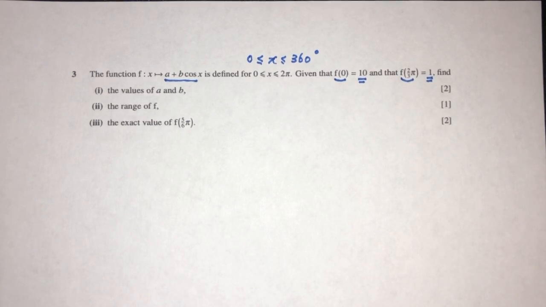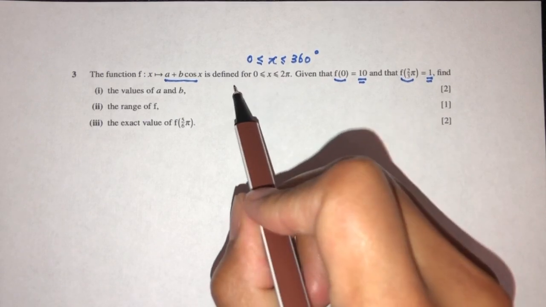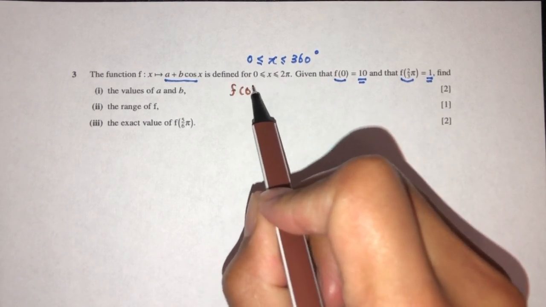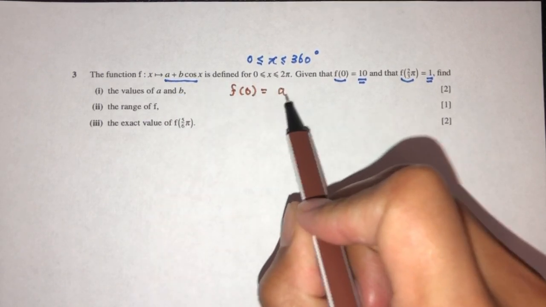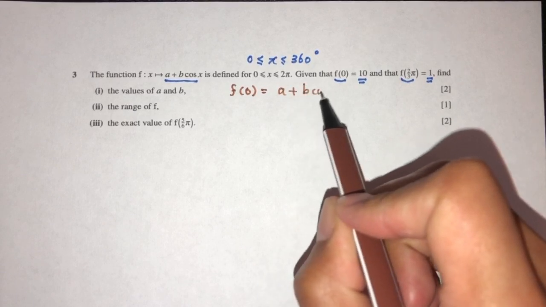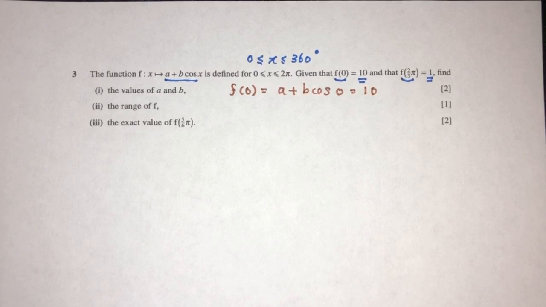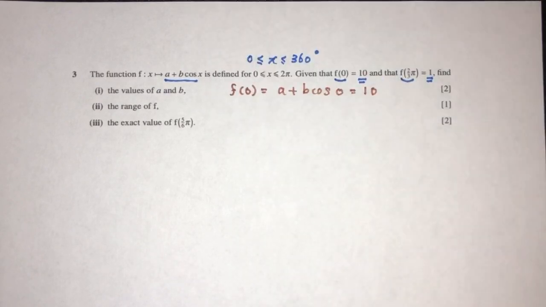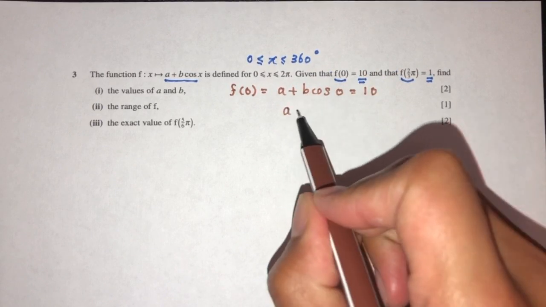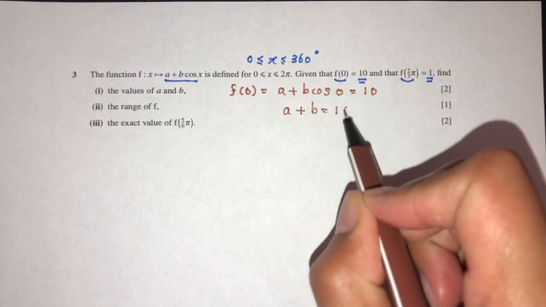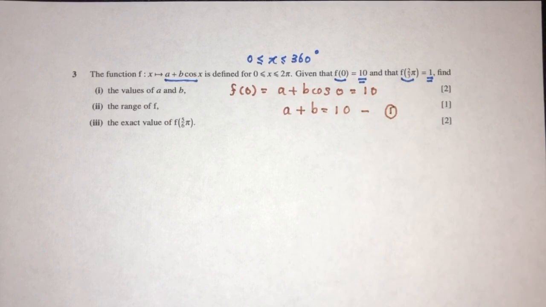Okay, so let's proceed step by step. First we have f taking the value of 0. That will be a plus b cos of 0, which should be 10. This is given to you by the question. Now simplify. What is cos of 0? Should be 1. So a plus b times 1 is a plus b, should be 10. That is your equation number 1.